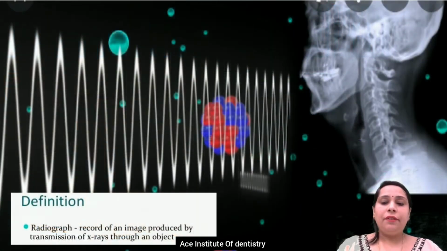So let us see the definition. As per the definition, radiograph is a record of an image produced by transmission of X-rays through an object. Here the object is our concerned area, the tooth. If you are getting the image of a tooth with the rays of X-rays, then that is called a radiograph.